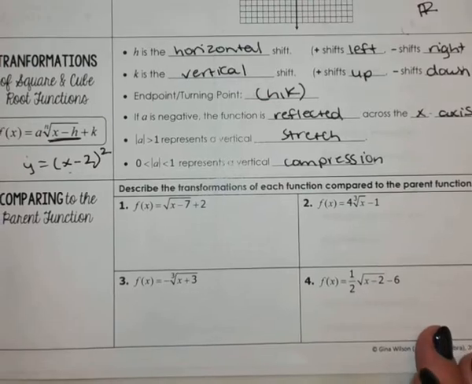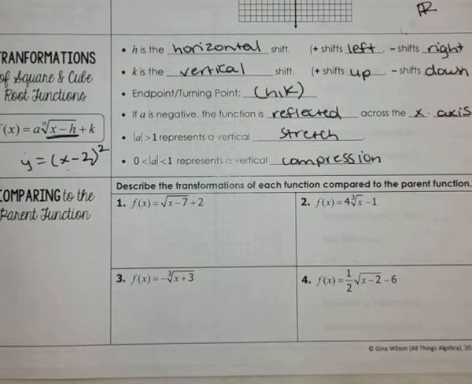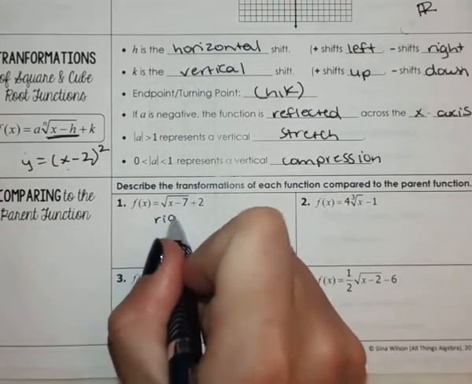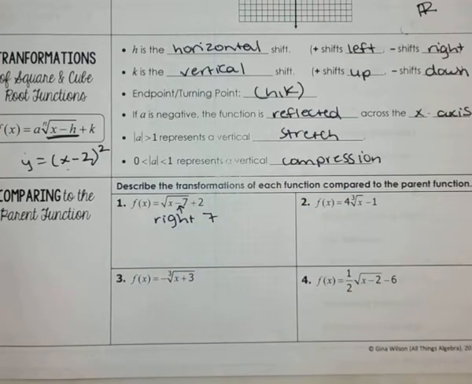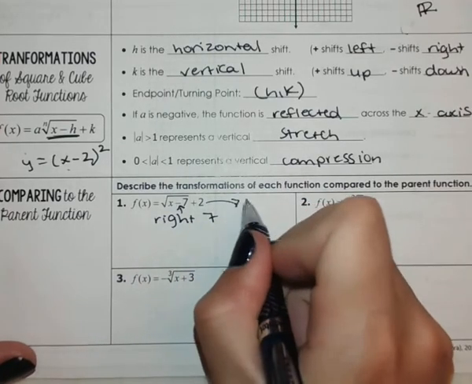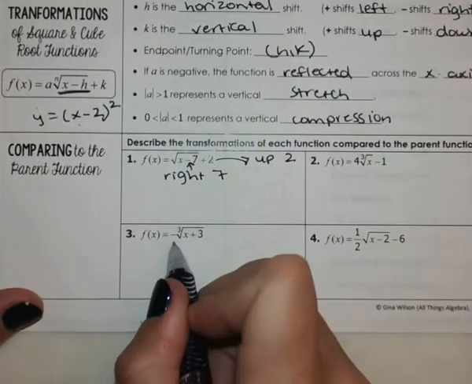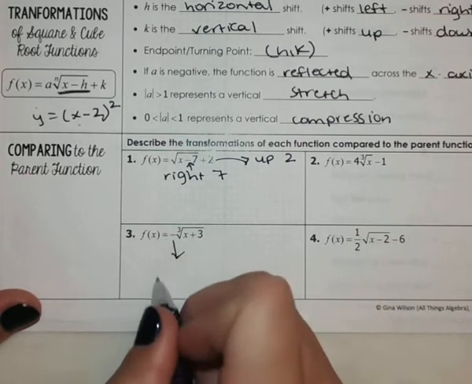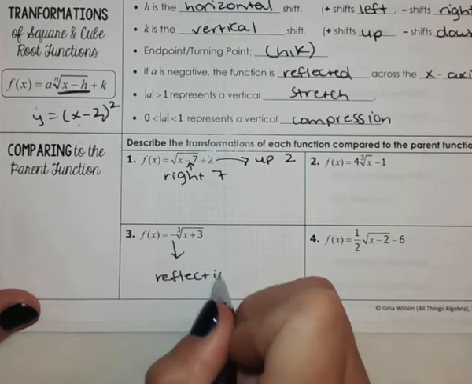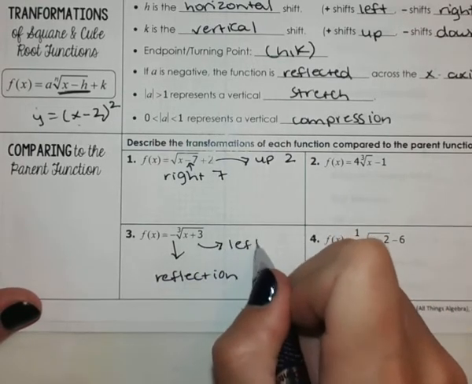Alright, describe the transformations. If you need to graph these in Desmos, that should be helpful. Remember, you're always comparing it to that parent function we graphed up top. So this one will shift right 7, opposite of what we would think, inside the function or underneath the radical, and then it will shift up 2. Same idea for the cubic function. Same transformations for all functions, just the shape of the graph changes. So the negative is still the reflection, and then the x plus 3 inside the function actually shifts it left 3.